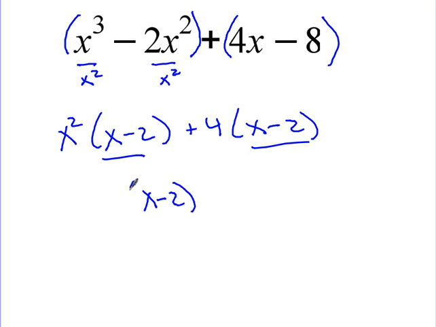And notice how I have it in parentheses when I factor it out. The reason why is because I'm factoring out all of x minus 2. So that means I'm multiplying all of x minus 2 by what was left, which is x squared plus 4.